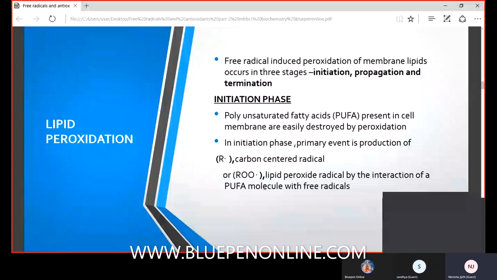Keen attention is required. So, what is lipid peroxidation? It is free radical induced peroxidation of membrane lipids that occurs in three stages: initiation, propagation, and termination. There are three phases, like in replication and transcription, where we discuss initiation, elongation, termination. Here, it is different. Instead of elongation, it is propagation. The word is propagation.